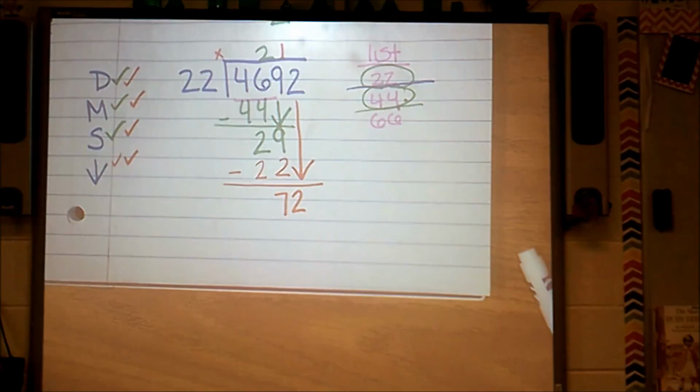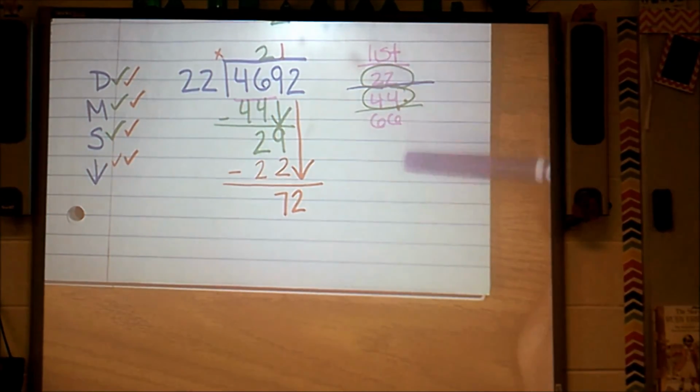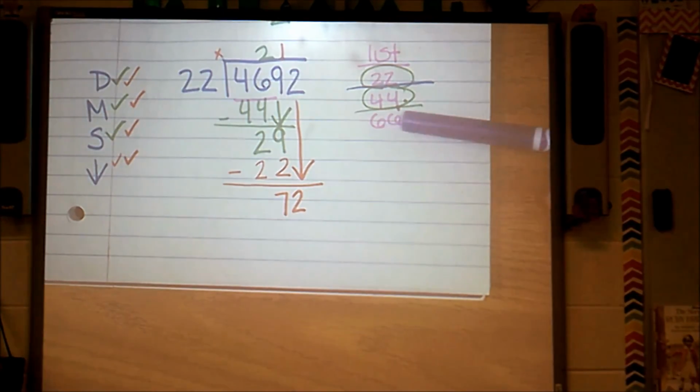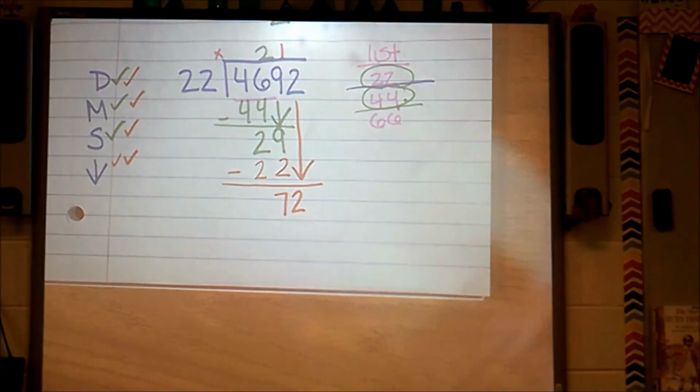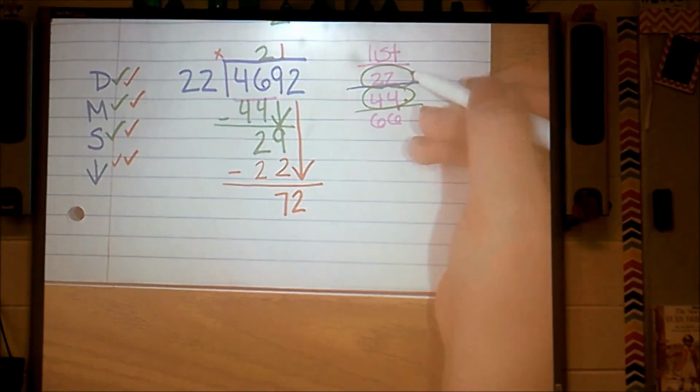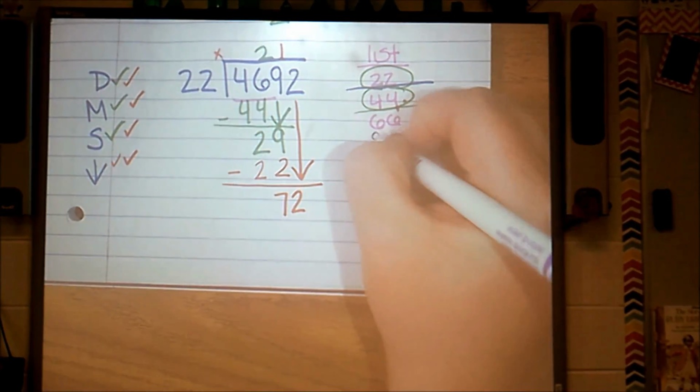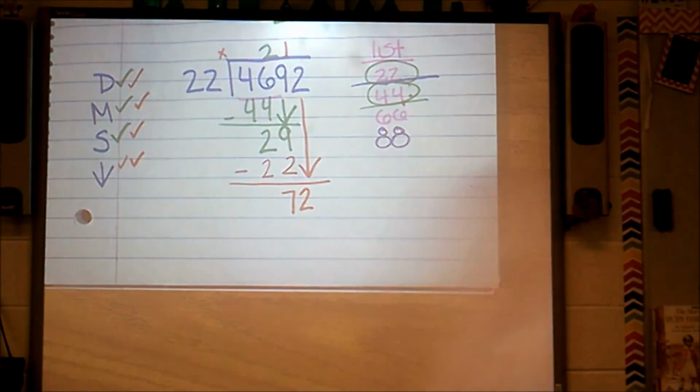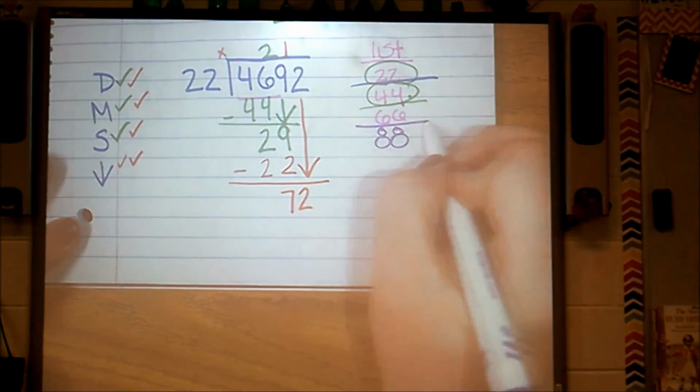Now we're back up at the top. I'm looking on my number line to see if I find 72. I don't find 72 yet. So I have to continue my number line. Continue counting by 22. 22, 44, 66, 88. 72 lives right there.